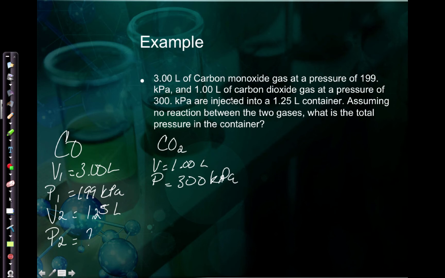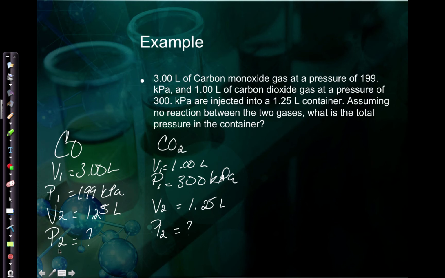So the same thing here. Carbon dioxide is also injected into this container. So the new volume here is 1.25 liters. So my initial volume was 1. Since my volume actually increased here, in this case, my pressure is going to decrease here. So what I need to do is I actually need to find the pressure for each of these gases, and then at that point I can figure out what the total pressure inside the new container should be.